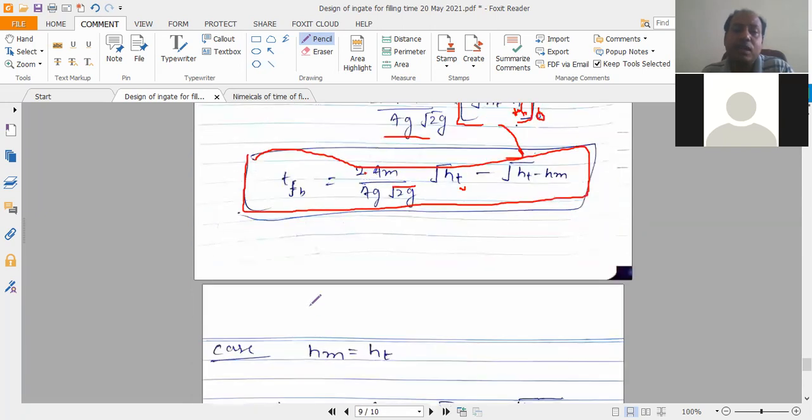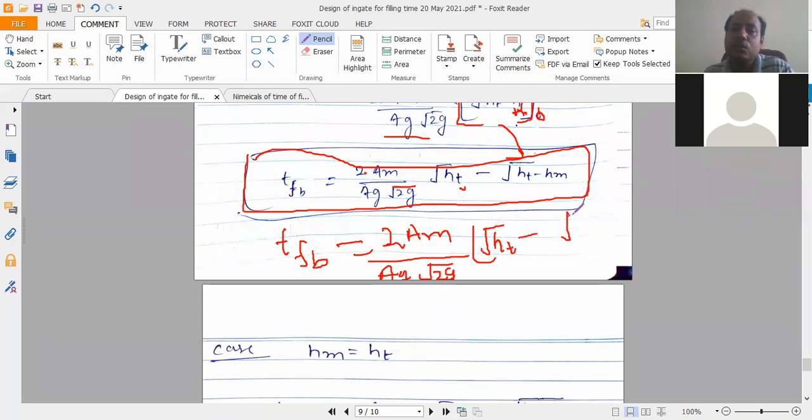So the time of filling for the bottom gate is equal to 2 times area of mold divided by Ag, area of gate, into root 2g, times root under ht minus root under ht minus hm; that is, total height minus the height of the mold. So this one is the time of filling for the bottom gate. If the gate is at the bottom of the mold cavity, then the time required is this much.